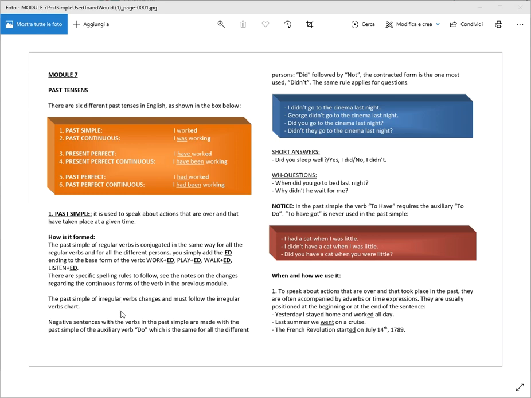For the negative sentences and for questions, we use the auxiliary verb do in the past tense. So we will have did followed by not in negative sentences. The contracted form is the most used, and therefore the verb becomes didn't. And the same rule applies for questions or negative questions. Therefore, I will have: I didn't go to the cinema last night. George didn't go to the cinema last night. Did you go to the cinema last night? Didn't they go to the cinema last night?